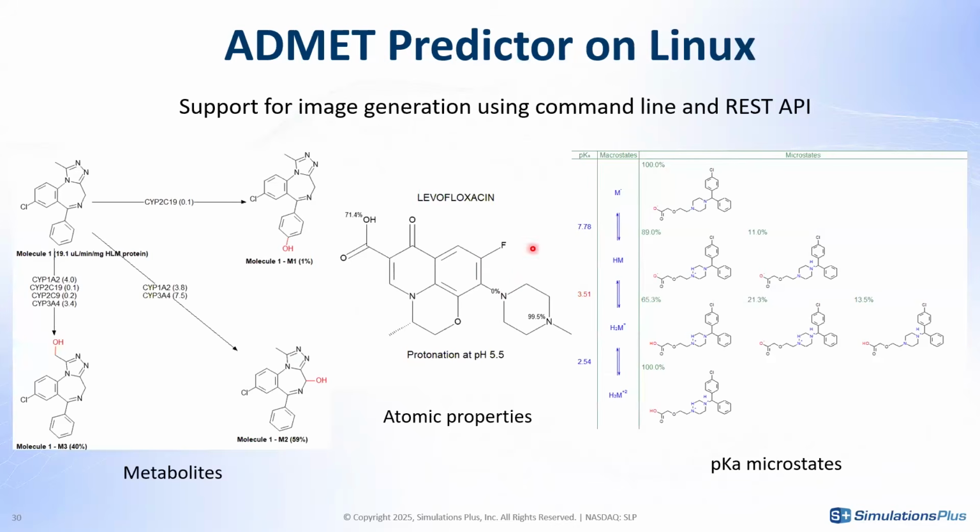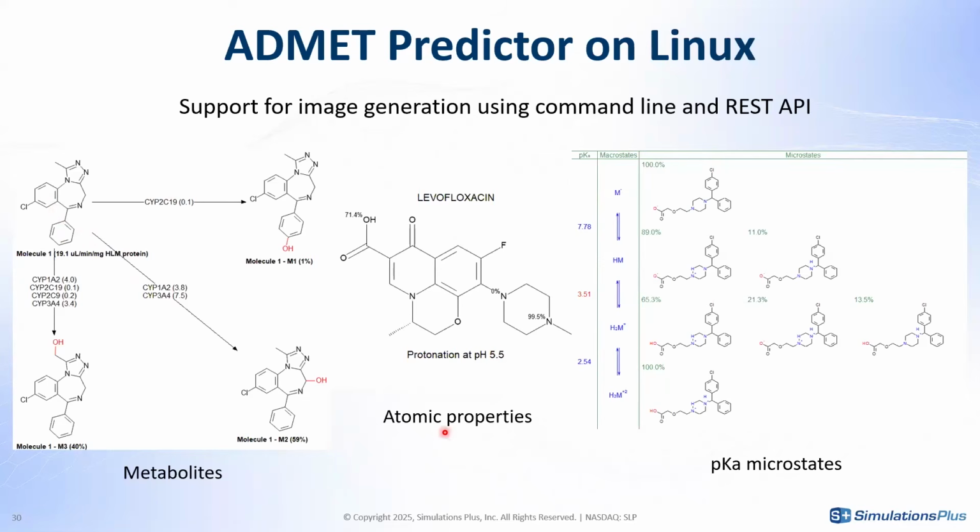Okay, coming to Linux. So I've mentioned now several times support for image generation. This applies to both the command line and the REST API. These are examples of types of images that you can now generate on Linux. One is metabolite prediction. So this kind of display comes directly from our MedChem Designer sketch software, where you get these kind of tree images of metabolites. It's not just CYPs, but also UGTs. So this is now available on Linux.